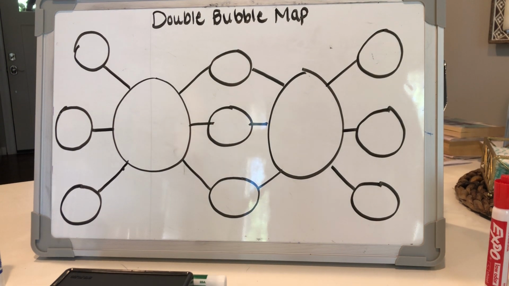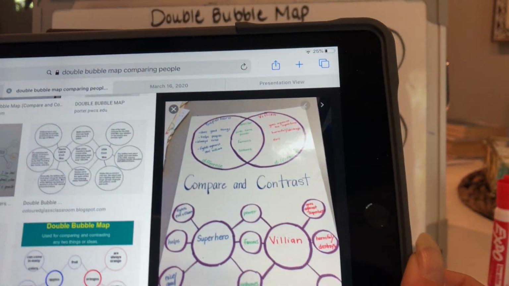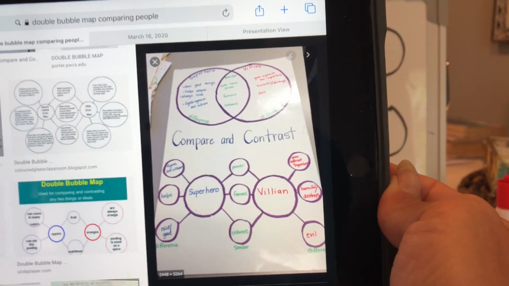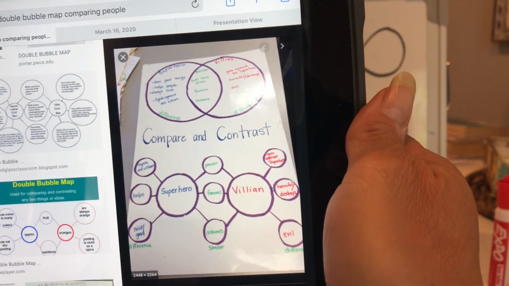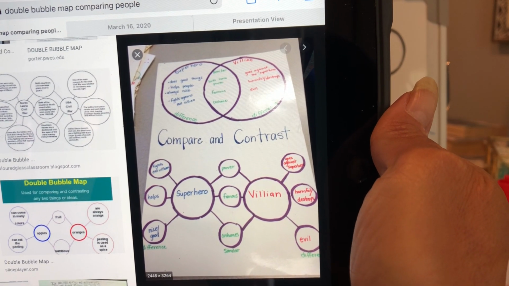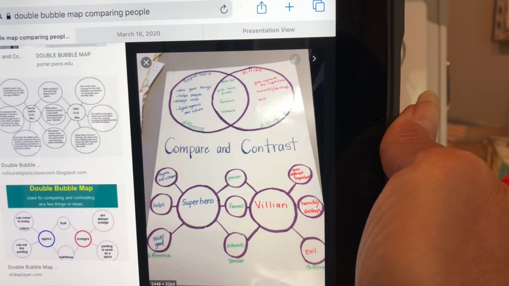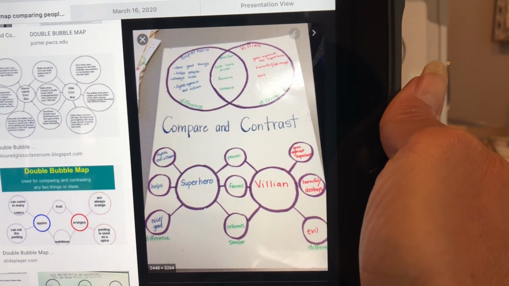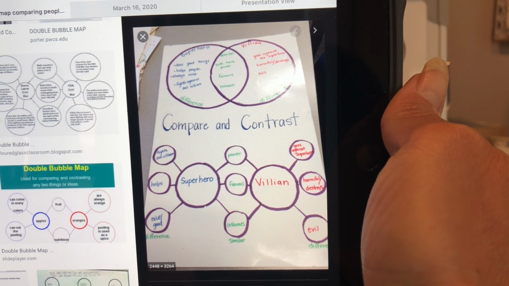Let me show you the difference between a double bubble map and a Venn diagram. So here's a little example. You can see you've got the Venn diagram on top, you've got your differences on the outside, and then you've got your similarities on the inside. It is very similar.